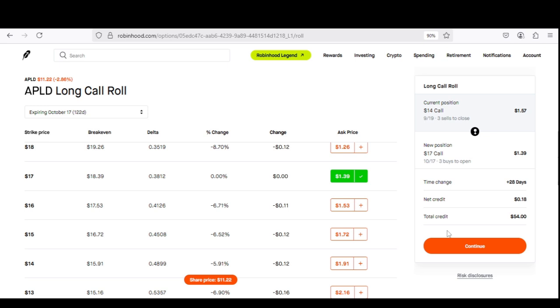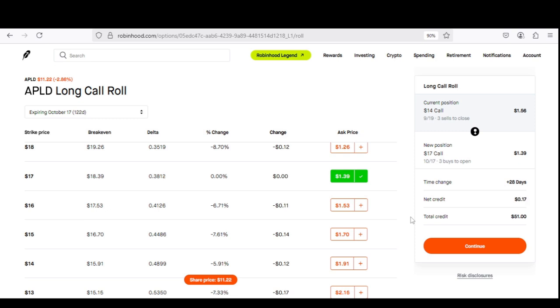This time, because I'm paying a lot less to get into the new position than I'm paying to get out of the position, I'm going to receive a credit. The credit I'm going to be receiving in this case is going to be $54. So there you have it. Those are exit strategies, and that's what you need to know before you enter into any option trade.